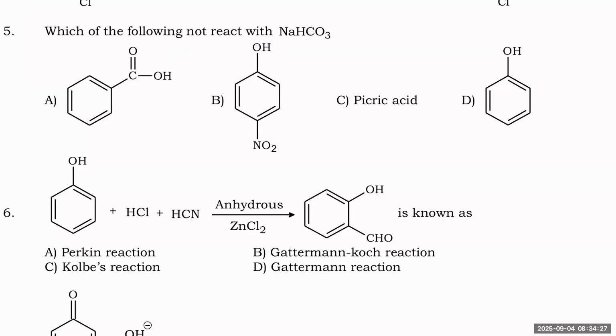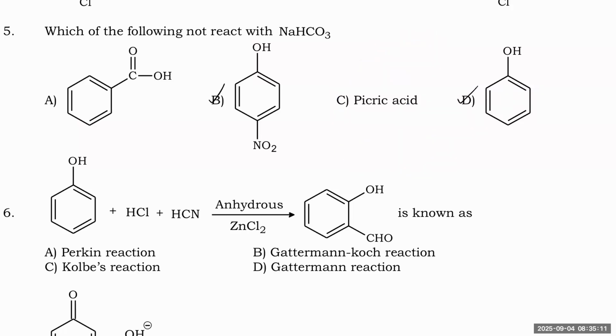Next one, which of the following does not react with NaHCO3? I told you that for NaHCO3 to react, we should have a pKa value less than 6. Benzoic acid will definitely be less than, in fact, almost close to 4 here. Any OH with one NO2 group will not be sufficient. I told you two NO2 groups should be present to have pKa less than 6. So this will not react. At the same time, only phenol will not react. Picric acid means it will have 3 NO2 groups, and the pKa value for picric acid is 1. So this will definitely give the positive bicarbonate test.